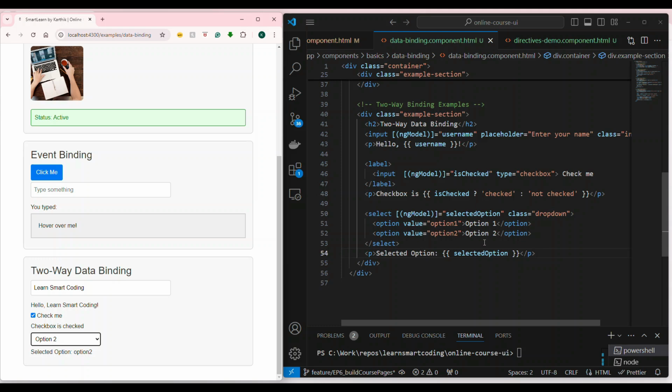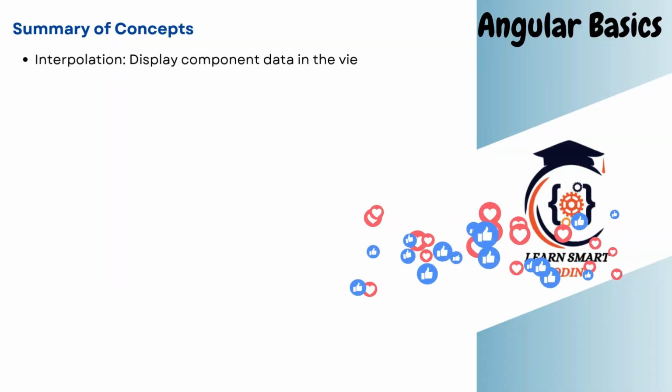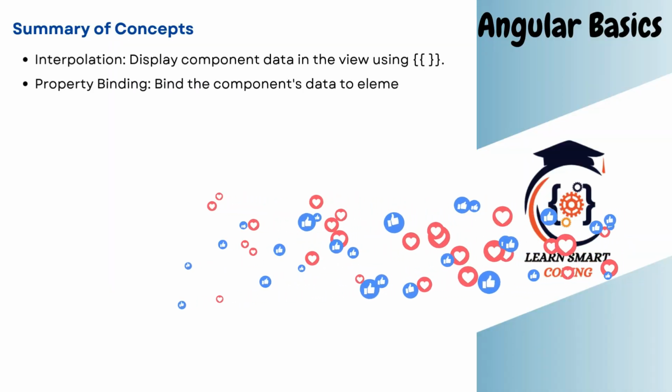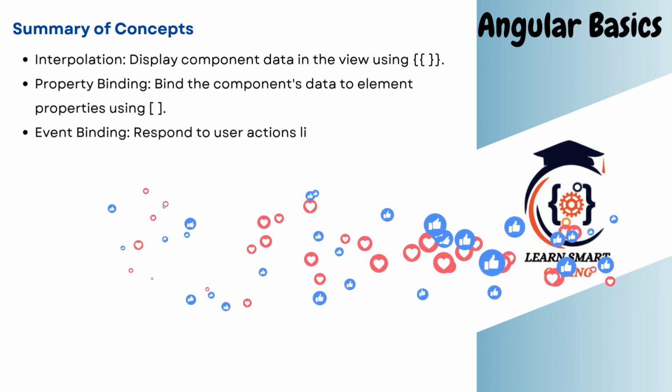I hope you enjoyed this video. In this video, we just learned about complete data binding concepts: interpolation, property binding, event binding, and two-way binding. These concepts we will apply in the online course enrollment UI full stack development video. Don't worry, in the next video we will take a look at directives, all types of directives.